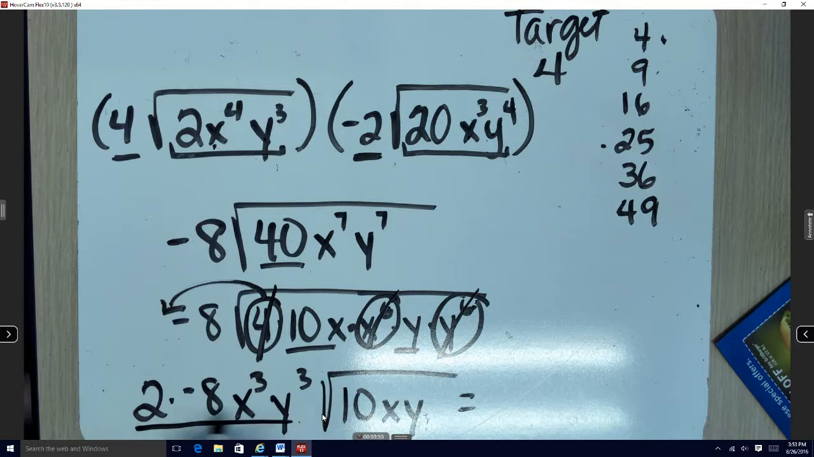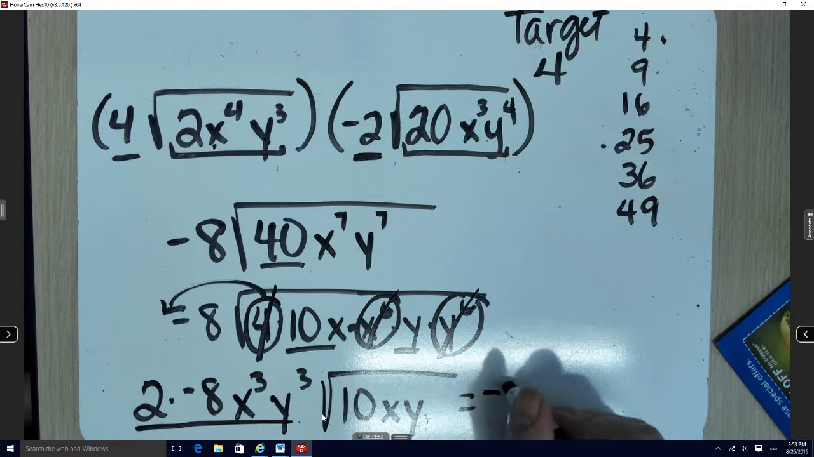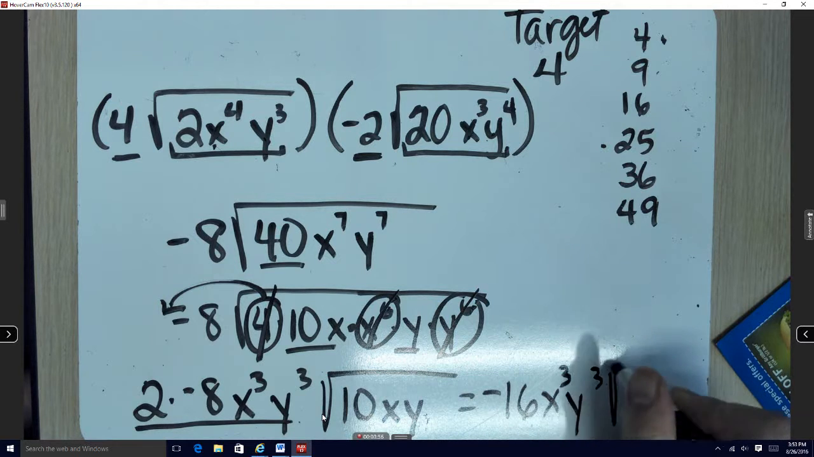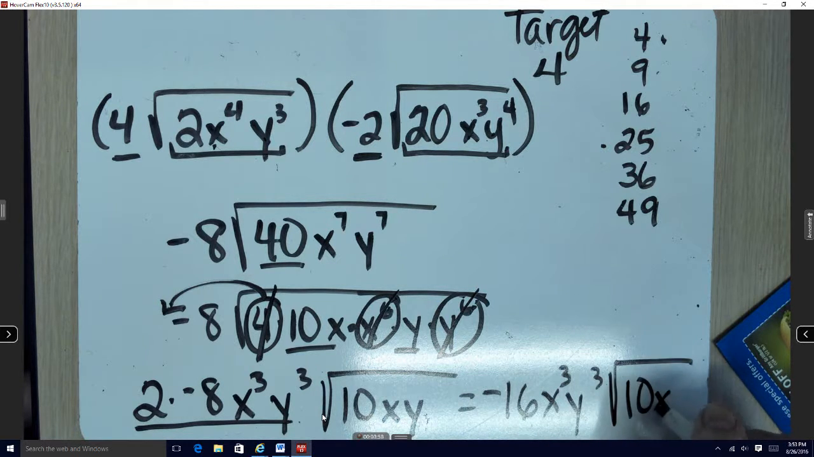So I just multiply this out here. 2 times negative 8 is negative 16. And I just write my 10xy next to it. So that one takes a while, but it's not that bad.